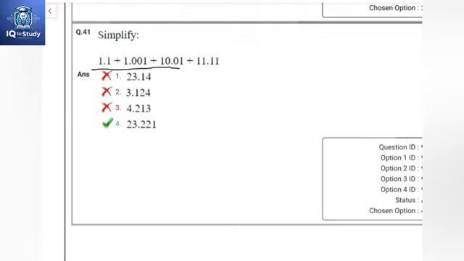Simplify 1.1 plus 1.001 plus 10.1 plus 11.11.